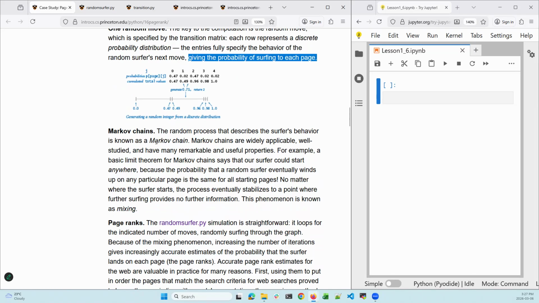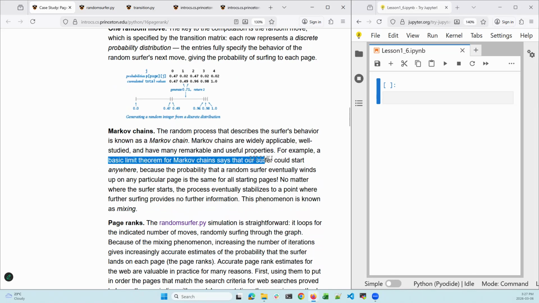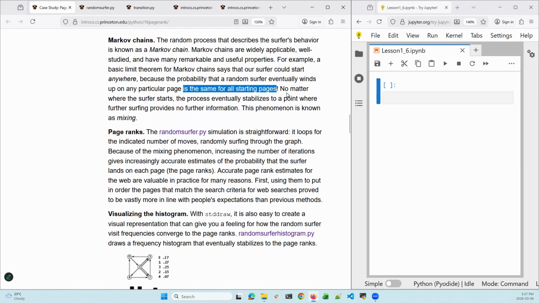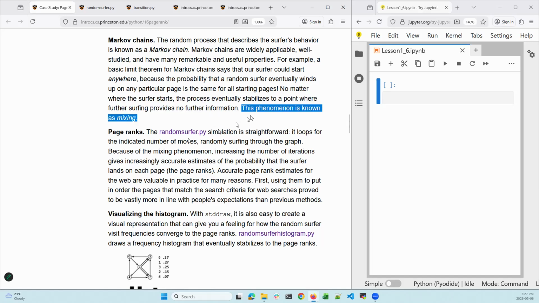Markov chains. The random process that describes a surfer's behavior is known as a Markov chain. Markov chains are widely applicable, well studied, and have many remarkable and useful properties. For example, a basic limit theorem for Markov chains says that our surfer could start anywhere, because the probability that a random surfer eventually winds up on any particular page is the same for all starting pages. No matter where the surfer starts, the process eventually stabilizes to a point where further surfing provides no further information. The phenomenon is known as mixing.